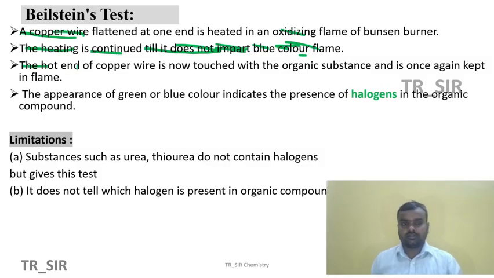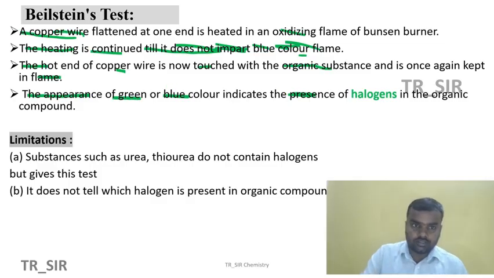So the red hot end of the copper wire is now touched with the organic compound substance, a sample, and once again kept under the flame. The appearance of a green or blue color indicates the presence of halogen in the organic compound.